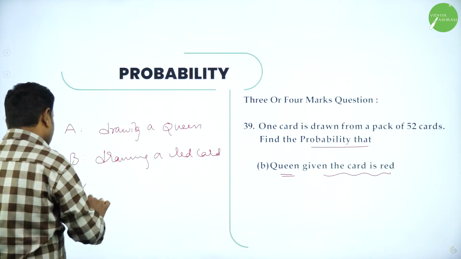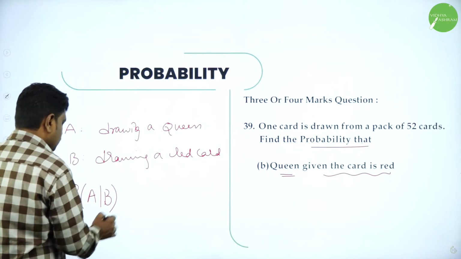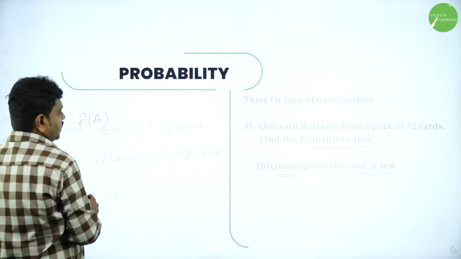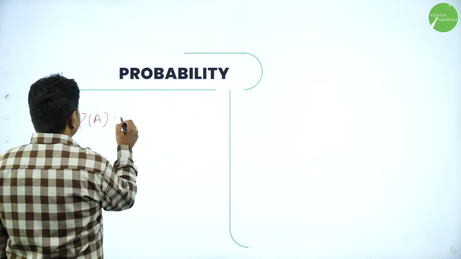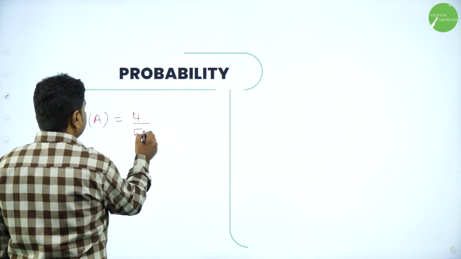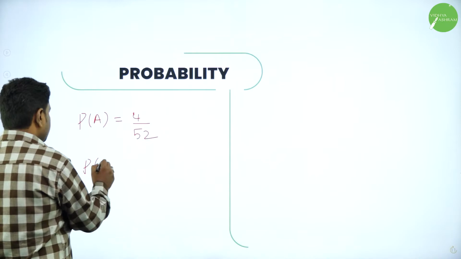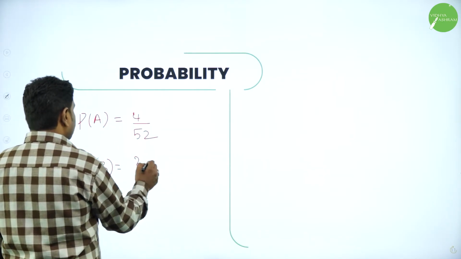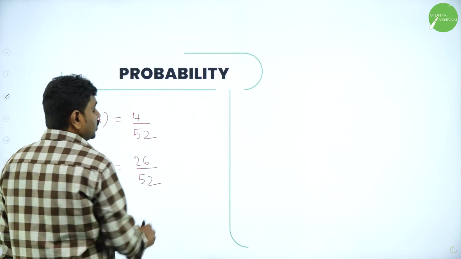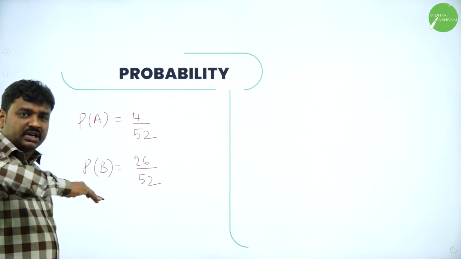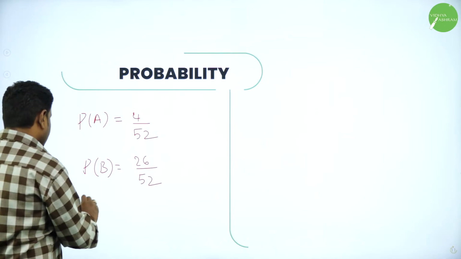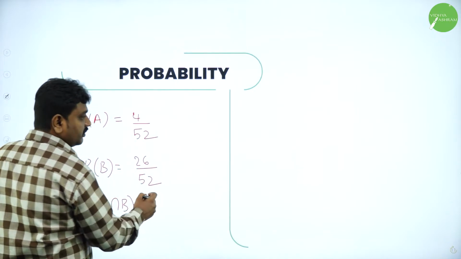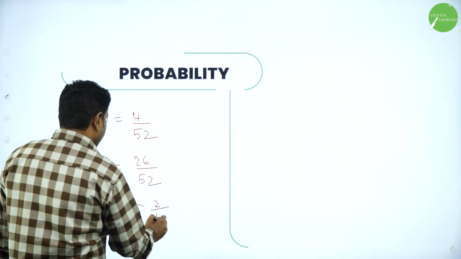So they want P of A by B. This is the question. So now what is P of A? P of A means getting a queen. Out of 52 cards, 4 queens will be there. Probability is 4 out of 52. And what is P of B? P of B means drawing a red card. There will be 26 red cards out of 52. In 52 playing cards, half of them are red, another half are black. And P of A intersection B: A intersection B means both. It should be red and queen. We'll have 2 red queens and 2 black queens. So 2 out of 52.